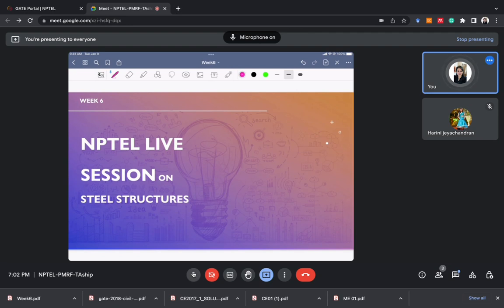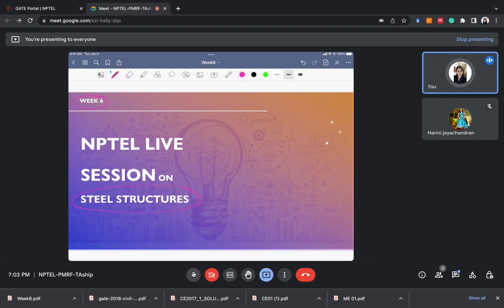Yeah, so let's start with today's session. Okay. So today is week 6 of this phase 2. Today I'll be covering steel structures, specifically the resultant stresses and forces on bolts and fillet welds. This is the main thing I'm going to cover today. It's a very important topic of steel structures.